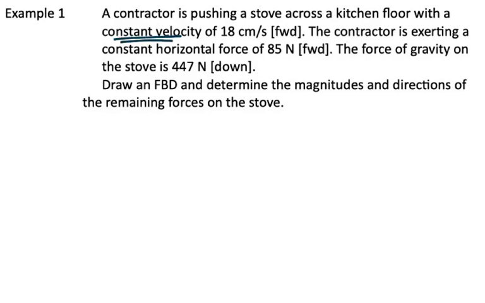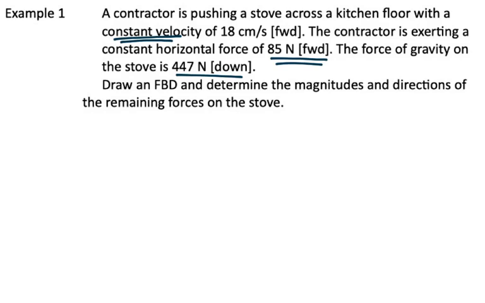velocity. Again, that's a key term that tells us that the net force on this object must be 0. The contractor is exerting a constant horizontal force of 85 newtons forward. Force of gravity is 447 newtons down. And I want a free body diagram and the magnitudes and directions of the remaining forces. So I've only told you some of the forces, we need to determine the rest.